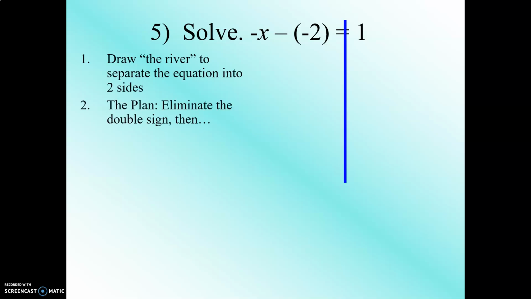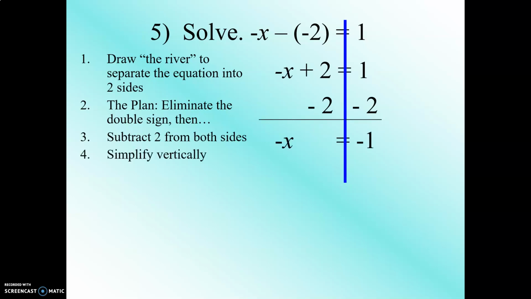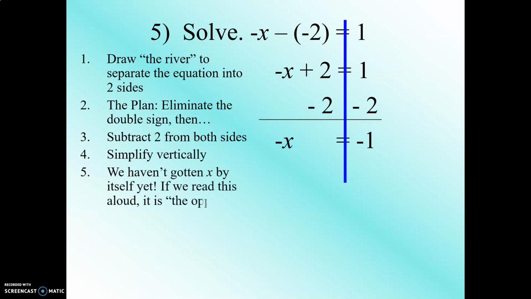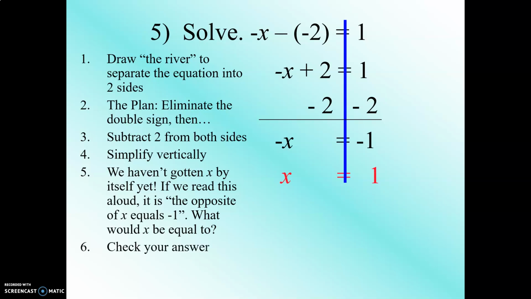Again, make a plan. Eliminate our double sign. Subtract 2 from both sides. Simplify vertically there, and we get an answer. However, we're not quite done with this one yet, because x is still not technically alone. What we have there is minus x, so the opposite of x equals negative 1. If the opposite of x equals negative 1, what would x be equal to? Well, x would then be equal to positive 1. And we can check to make sure that we've got it right.